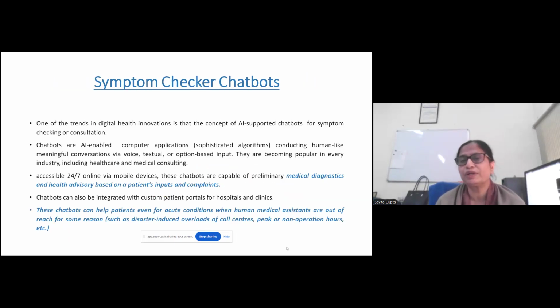Everybody knows chatbots. Chatbots are being used in every industry, when we are doing online shopping on Amazon, Flipkart, even Paytm. Every online platform is supported by chatbots. They are nothing but AI-enabled computer applications which can conduct human-like meaningful conversations with the help of voice, text messages, or option-based inputs. They are becoming popular in every industry. Now these days, the health industry has also started using symptom checker chatbots.